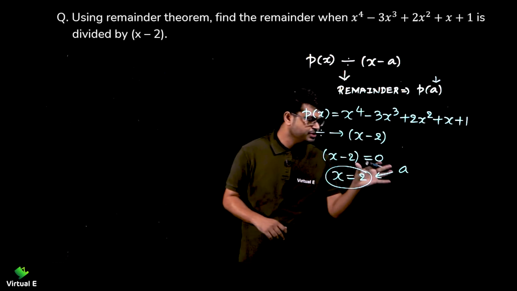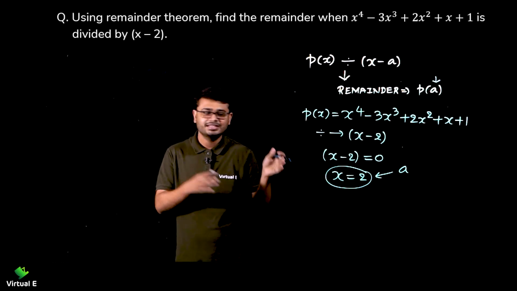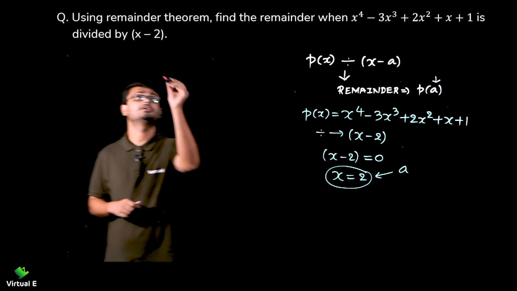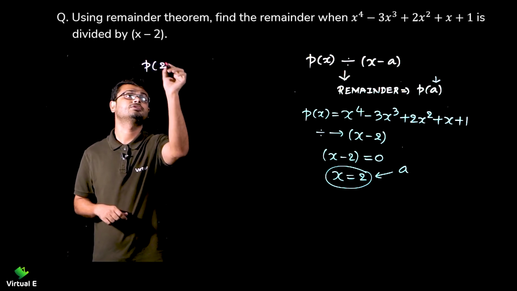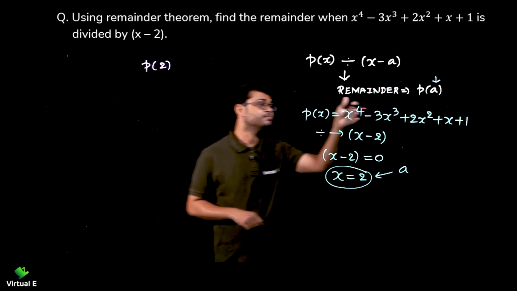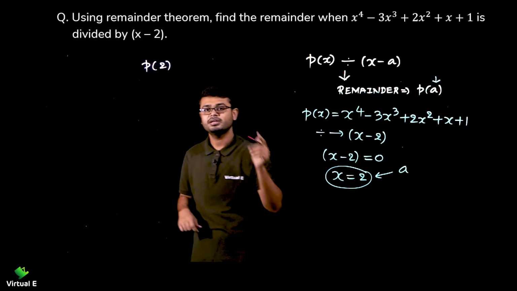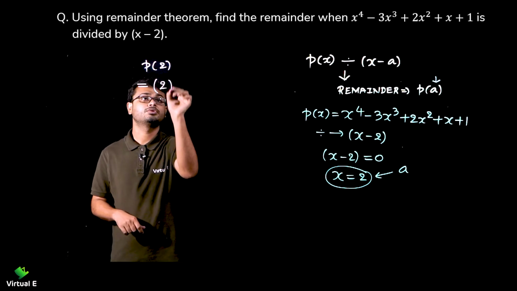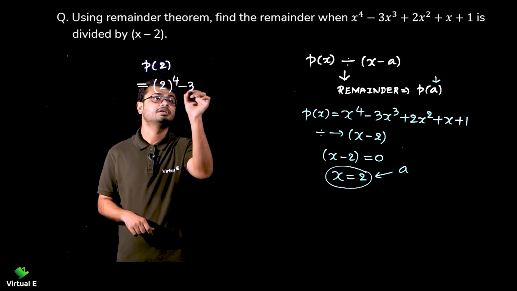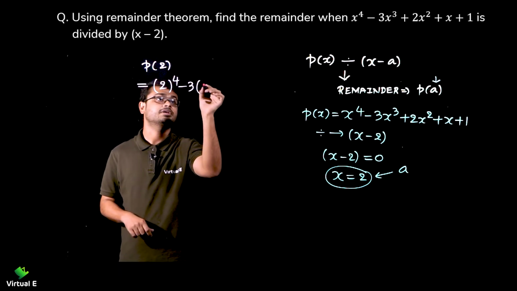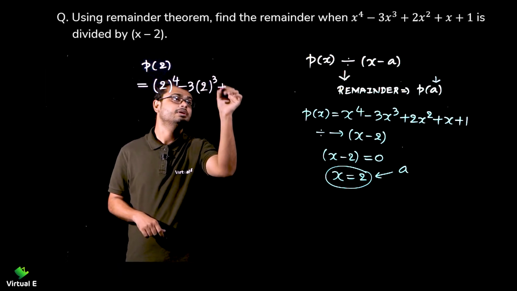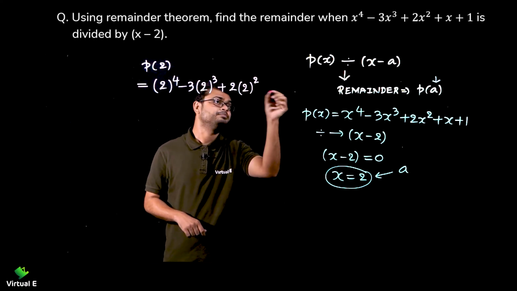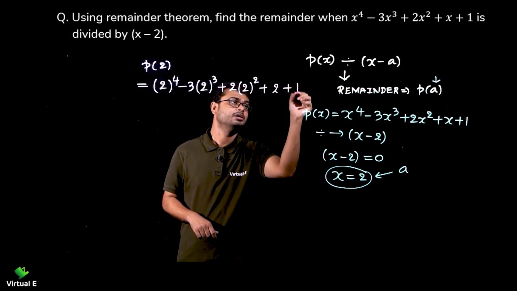Now we just need to find p(a). In this case it is p(2). So let's write p(2). Wherever we see x in the polynomial, we are supposed to replace it with what number? 2. So let's start here, x raised to 4. We will write 2 raised to 4, then minus 3 into x raised to 3, so 2 raised to 3, plus 2 into x square, so here it is 2 square, plus 2 plus 1.